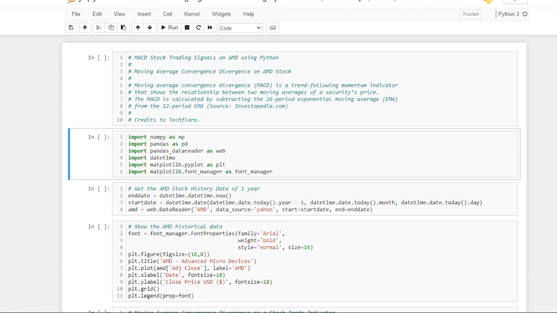MACD is an abbreviation of Moving Average Convergence Divergence. MACD is one of the most popular technical indicators. The MACD has the ability for trend following and momentum forecasting. MACD is easy for interpretation and confirmation.